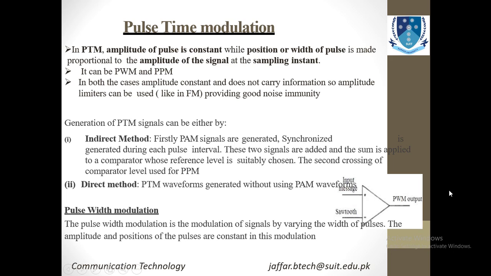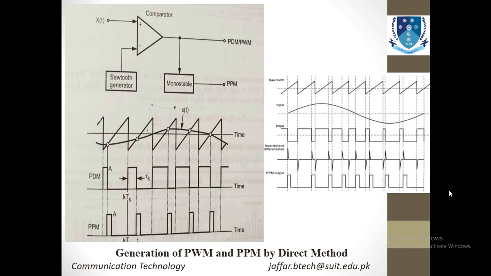Let's talk about PWM. Pulse width modulation is a kind of modulation in which the signal is modulated by varying the width of the pulse instead of the amplitude. The amplitude and the position of the pulses are the components that we keep constant while doing pulse width modulation. So this is an example of generation of PWM and PPM by the direct method.